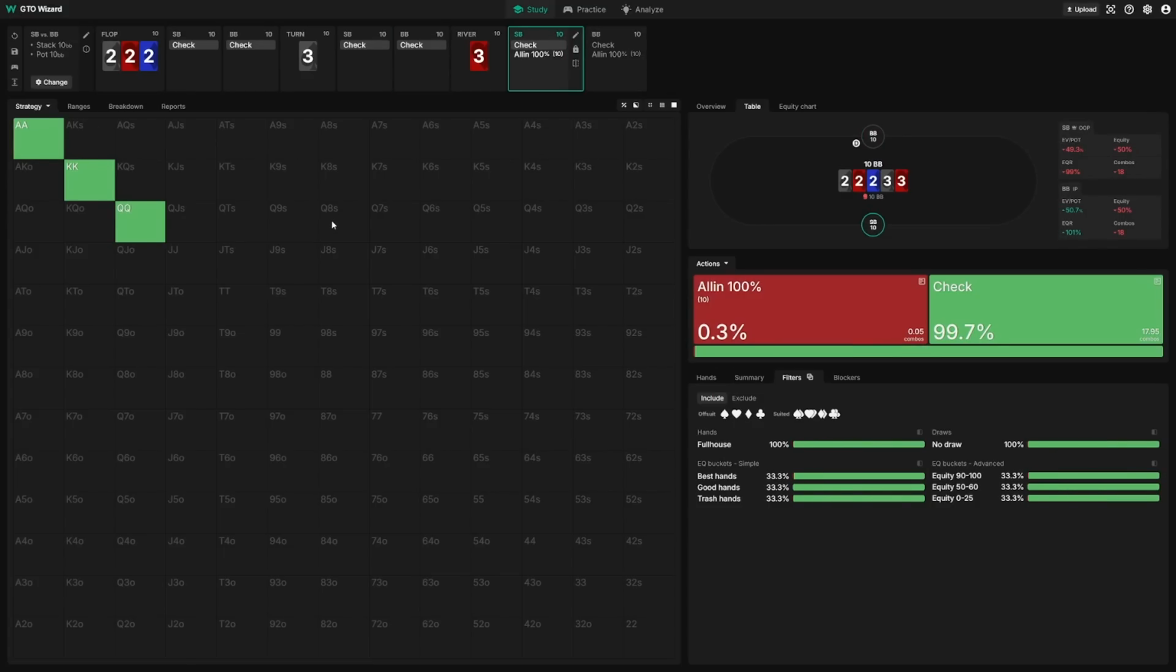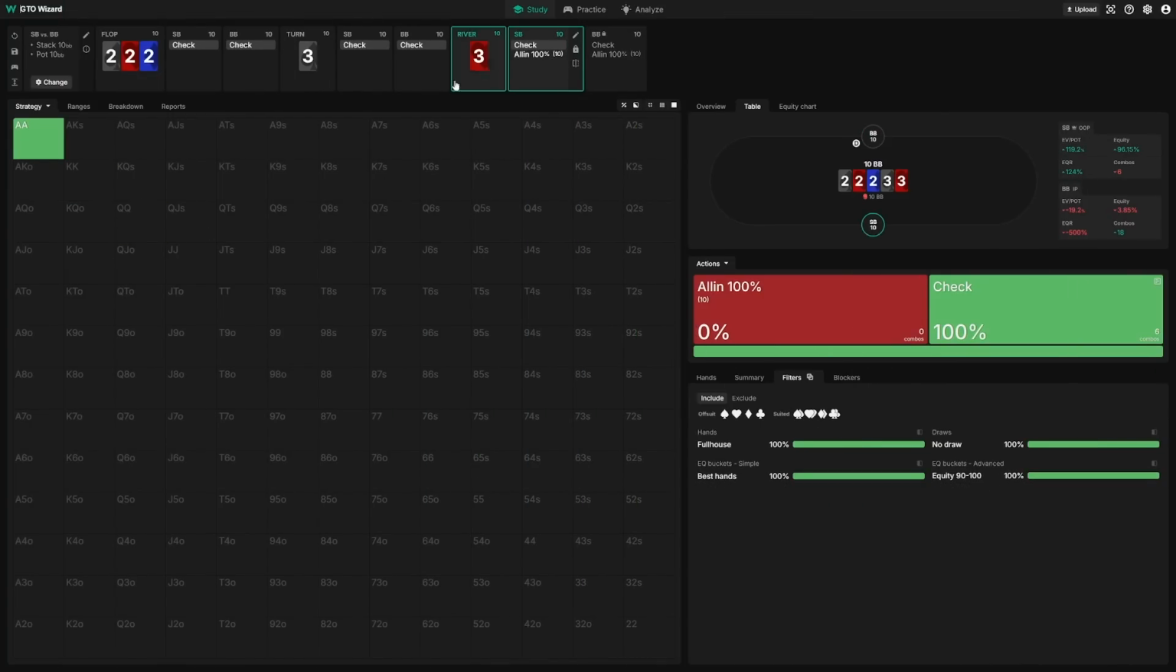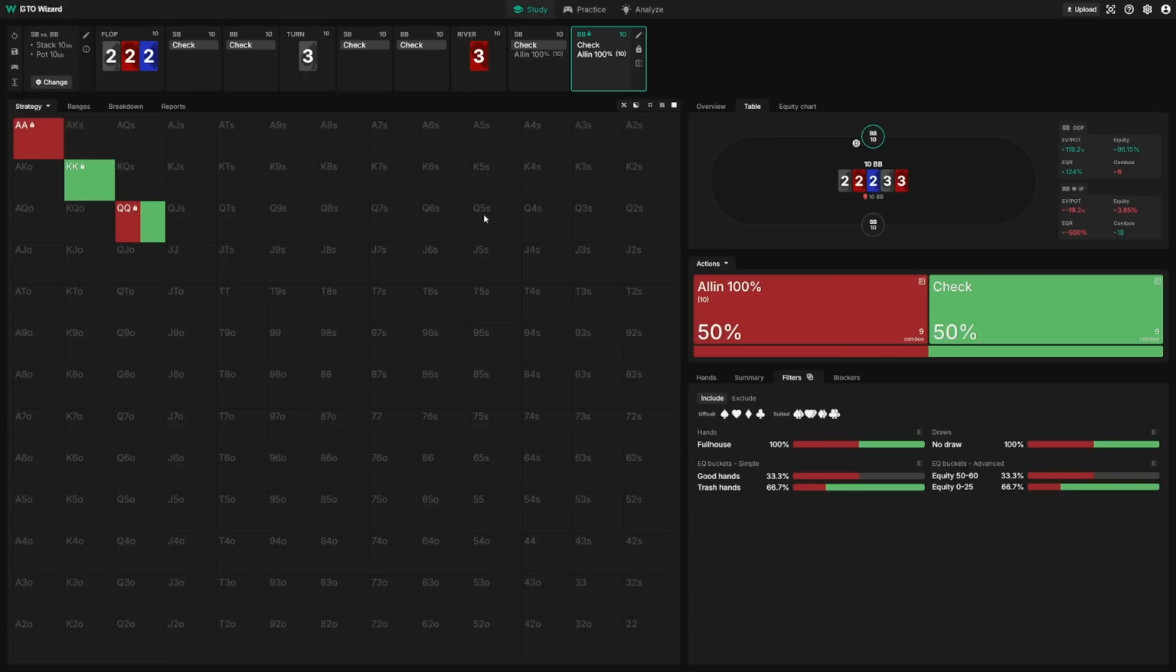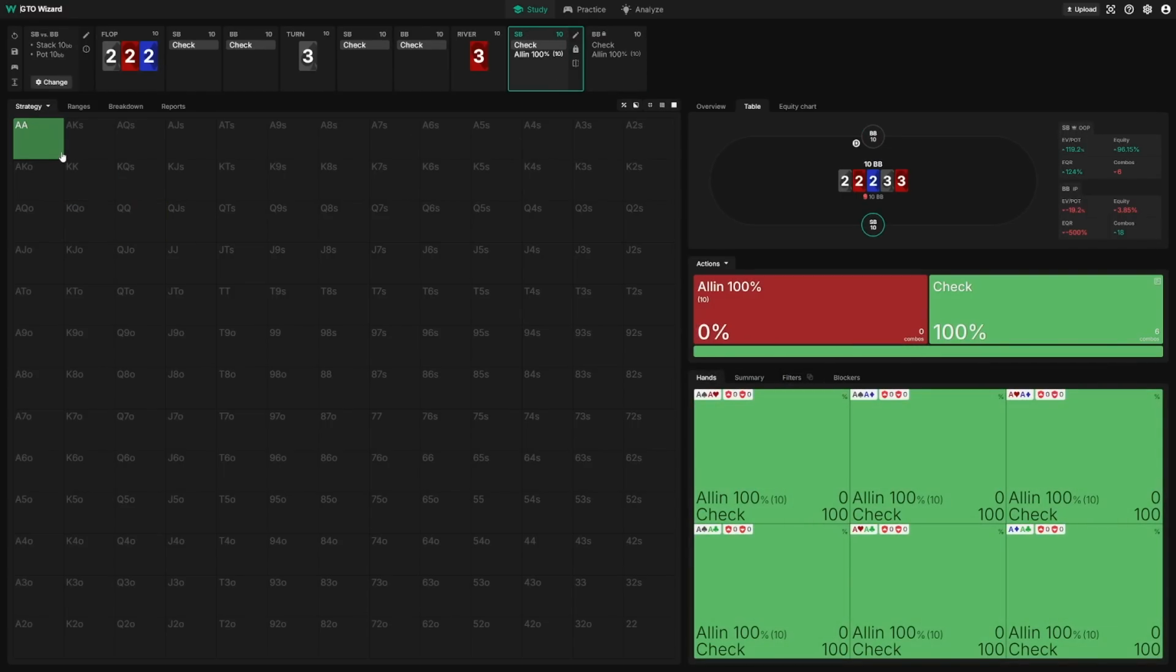Well, let's find out. All right, so here we can see I've only given small blind aces, and I've locked big blind to play the exact same strategy that they were before. Again, checking back kings, always betting aces, and bluffing queens half the time.